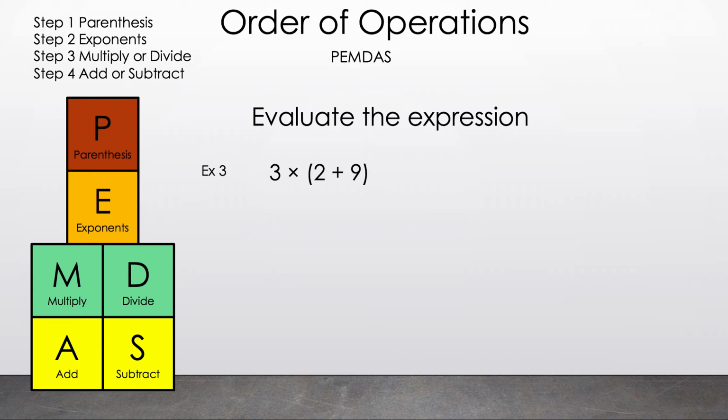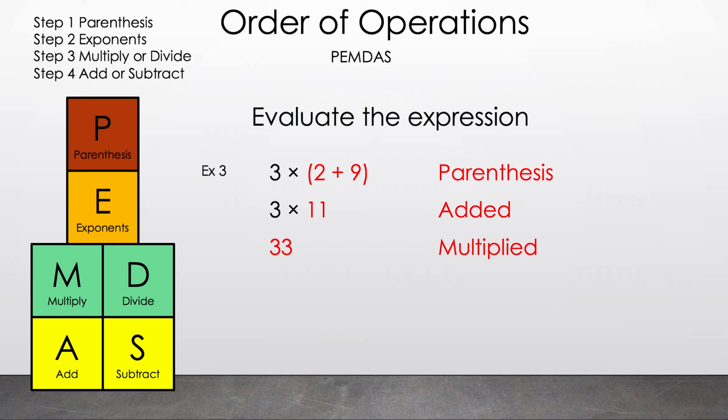Now let's go ahead and take a look at example 3. We have parentheses in this question because we have 3 times the parentheses of 2 plus 9. So we're going to go ahead and focus on the parentheses first because that's the first step. And then we're going to add those 2 numbers together. 2 plus 9 is 11. And now we're going to go ahead and multiply those 2 numbers, 3 times 11, which gives me 33. And that is your answer.